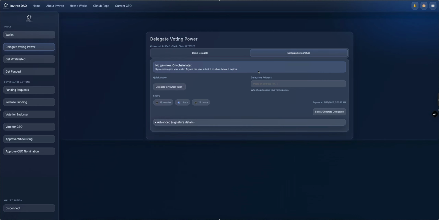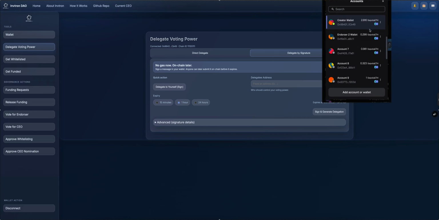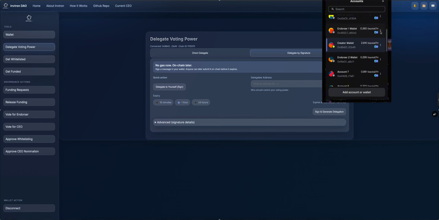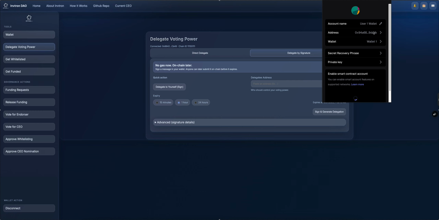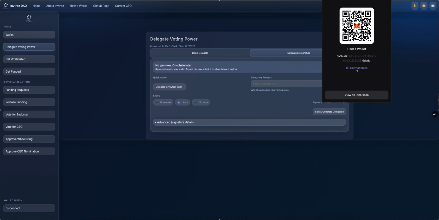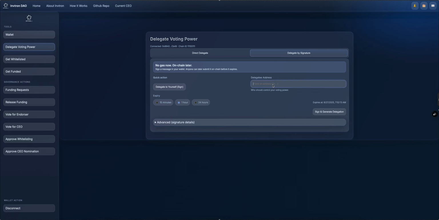So this is delegate by signature. Since it's on Ethereum, some people don't want to pay gas fees for delegation. So this is an off-chain transaction. What happens here? For example, if I want to make someone else vote for me, but I don't want to pay gas for the transaction of delegation, right? So I will choose the wallet, this wallet here. Okay, let's copy the address and put the address here.